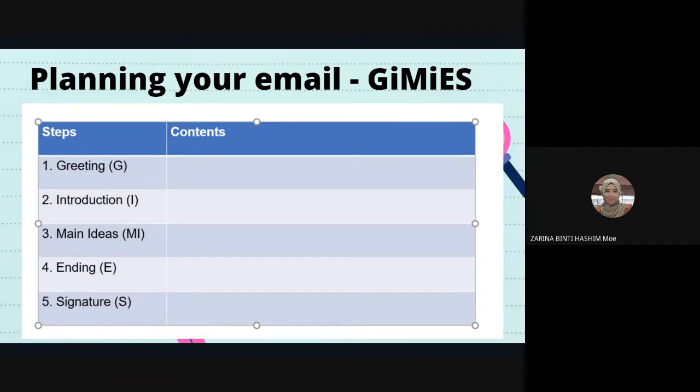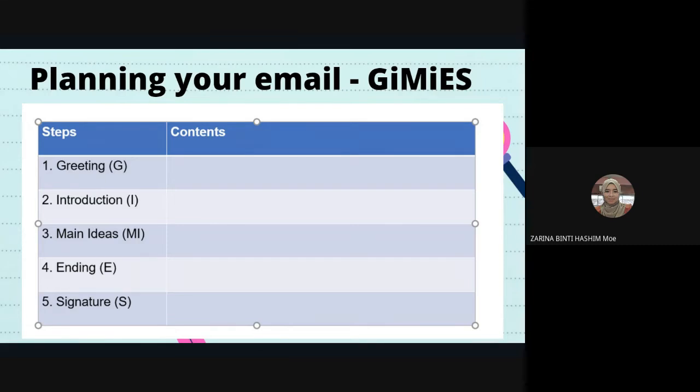Start with G, then introduction. I will show you the samples after this. I just want to ask if you can remember. For greeting: hi, hello. For introduction, you can ask, I hope you are in the pink, or I hope you are fine with your family.